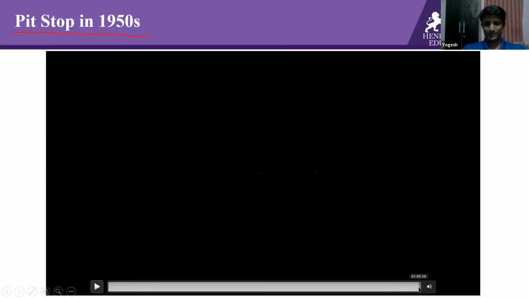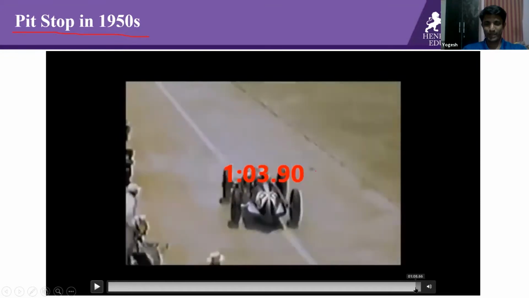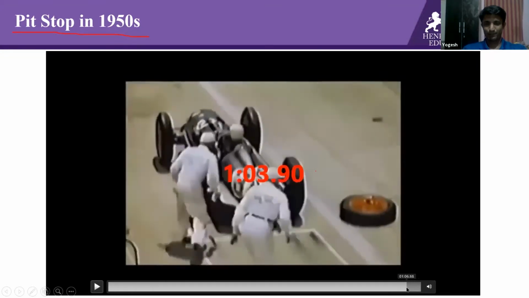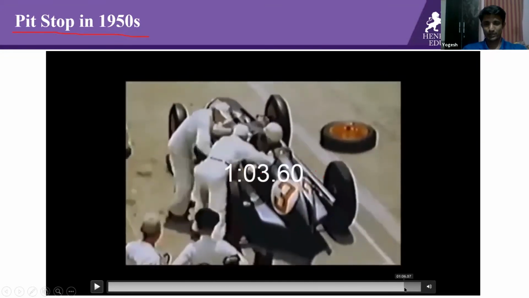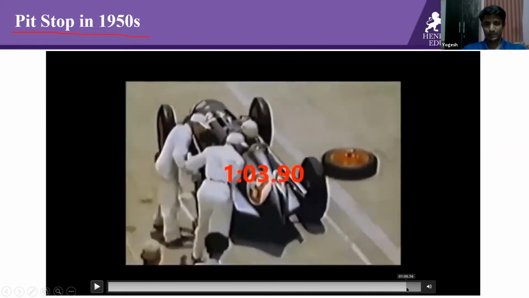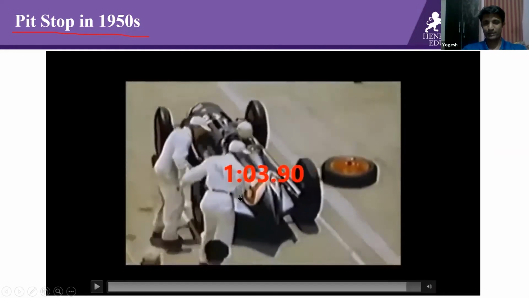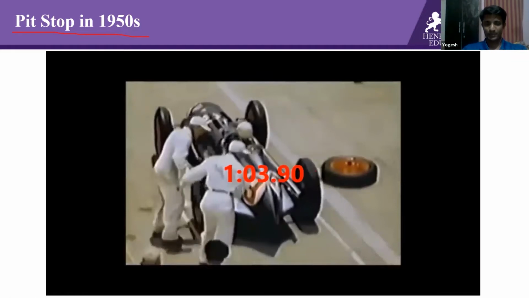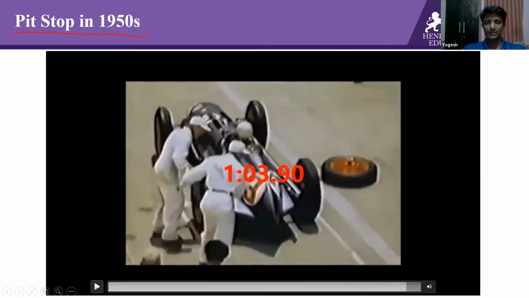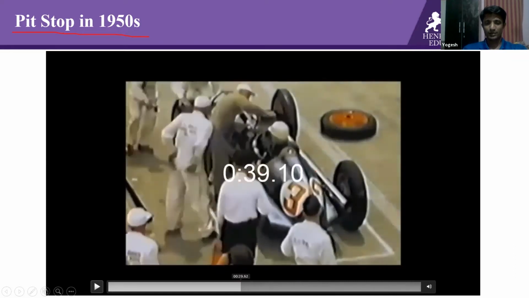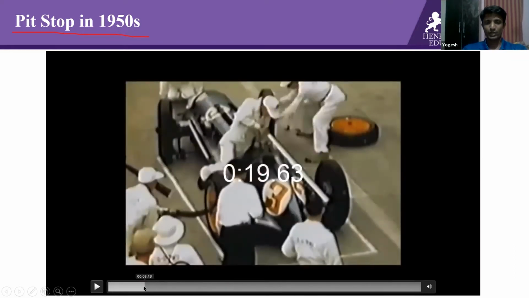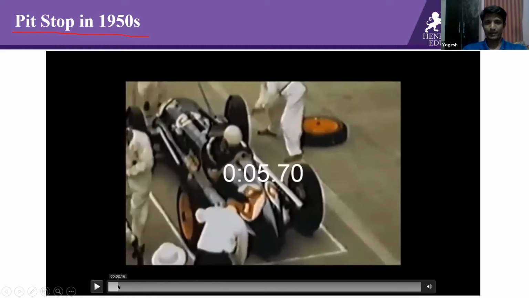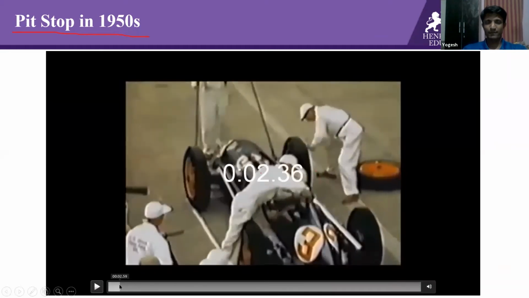All right, let's go back a little bit to the point where the timer has stopped. It stopped at 1 minute 3 seconds and 90 milliseconds, so almost 1 minute and 4 seconds. This was the changeover time they took. Let's rewind a little to see what kind of activities they did, so that we get a fair idea.